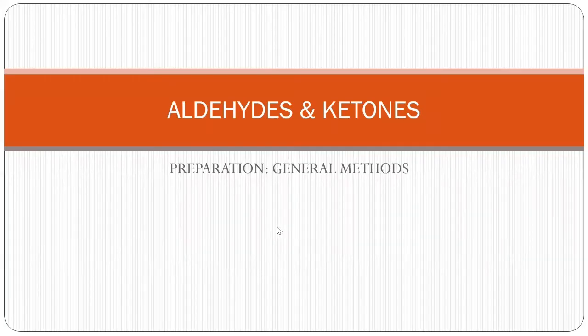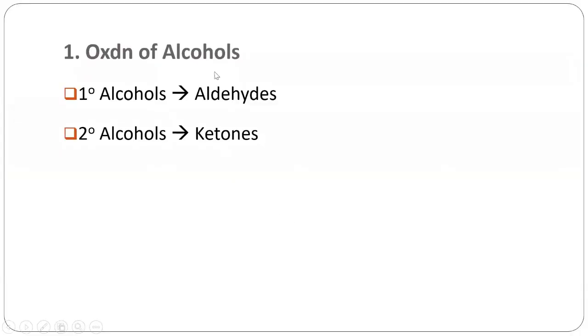Now, let us have a look at the preparation of aldehydes and ketones. First, we look at the general methods of preparation for both aldehydes and ketones. So, we have already learned this either in previous chapters or in 11th standard. Aldehydes and ketones can be prepared by the oxidation of alcohols.